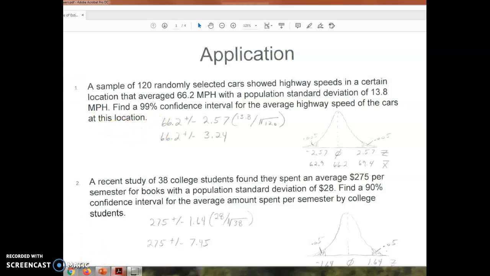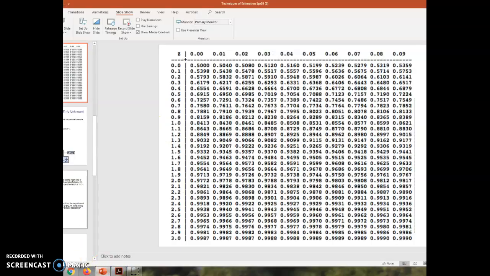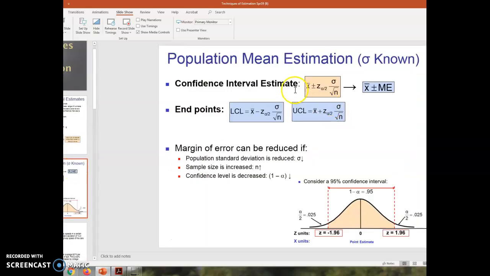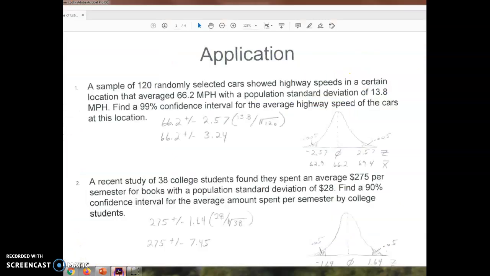Okay. Now refer back to our actual formula. Let's go back to here. And we know it's the sample mean, x bar, plus or minus the z value that corresponds to the proper confidence level times the standard error, which is the population standard deviation divided by the square root of n. Another way of putting it is x bar, sample mean, plus or minus the margin of error, which is just this here.